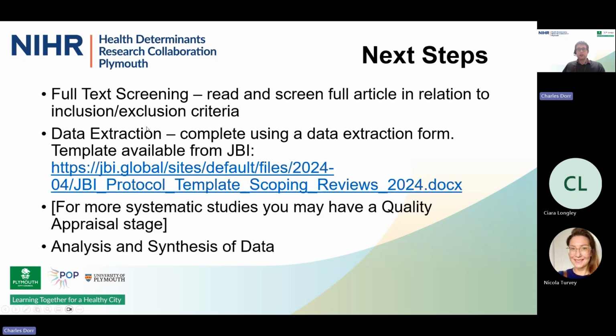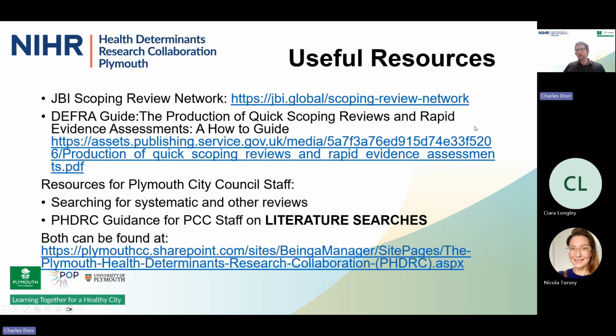The next stage after that is data extraction, which is when you actually start to get the data from each of those papers that you have decided to include following full text screening, extracting the data that is relevant. Normally you'll use a data extraction form, which I can show an example of in the next session. I've got a link here to a template which the JBI have created. And then after that, there's the stage of analyzing and synthesizing the data. So that's pretty much it for the first stage.